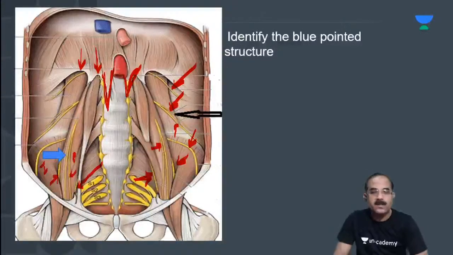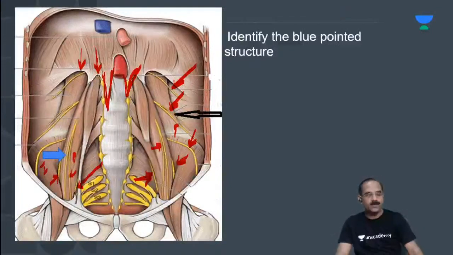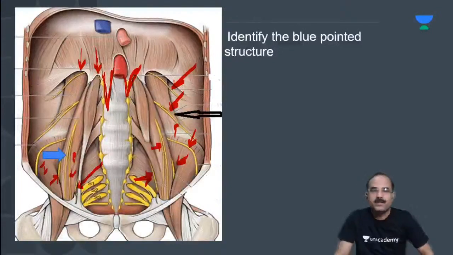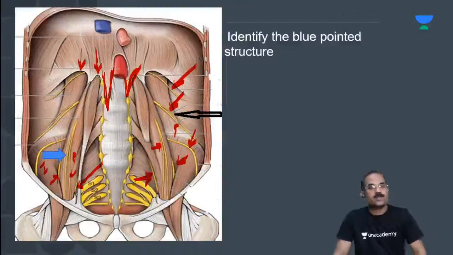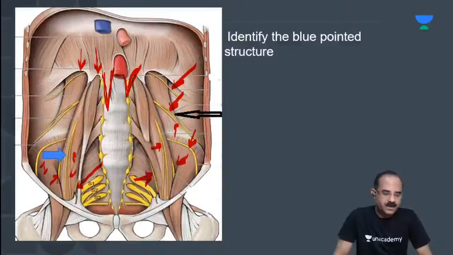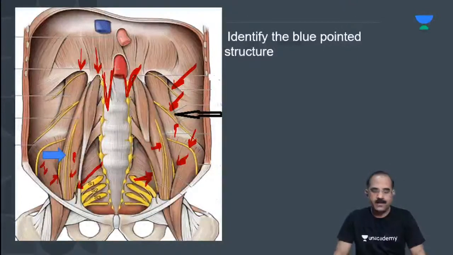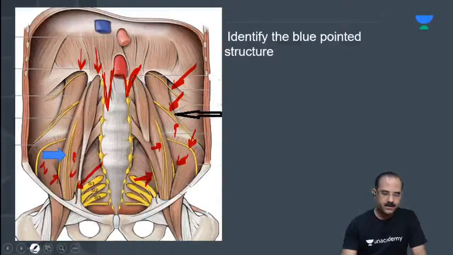It's the dorsal mesentery of the esophagus. Dorsal mesentery of the esophagus, okay? So the dorsal mesentery of the esophagus forms the right and the left crus of the diaphragm. Okay, that's fine, that's good. Fine, see the next MCQ.